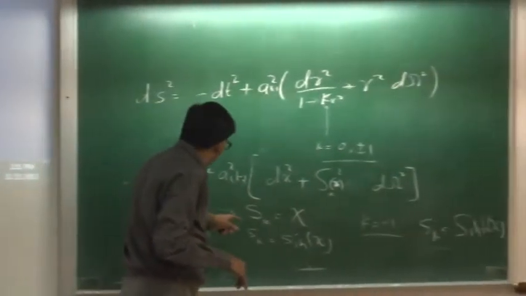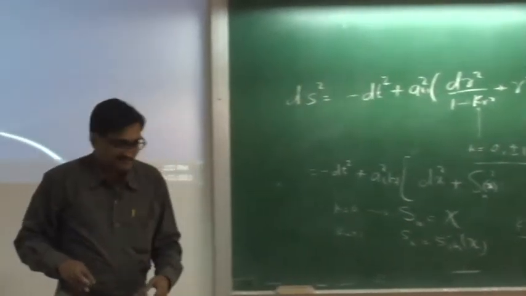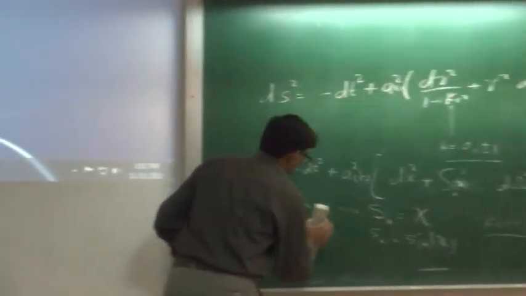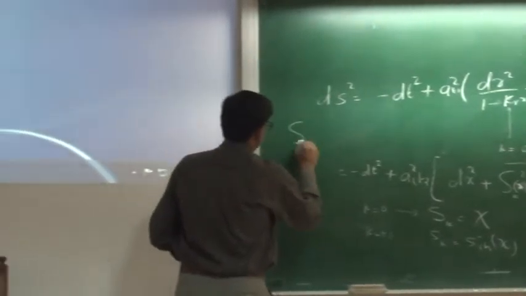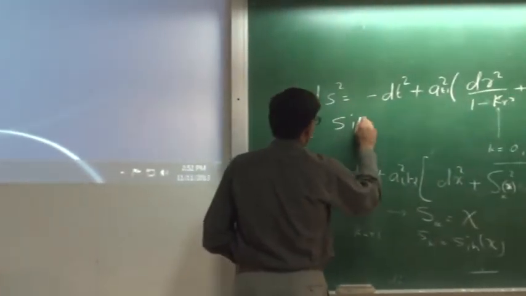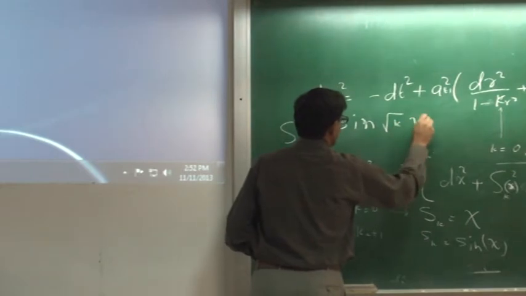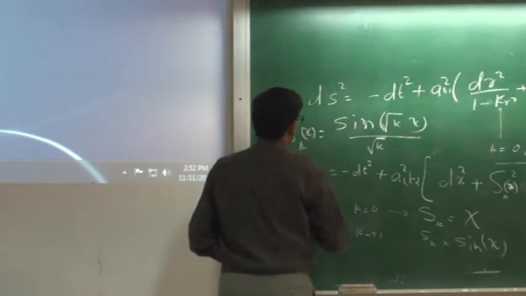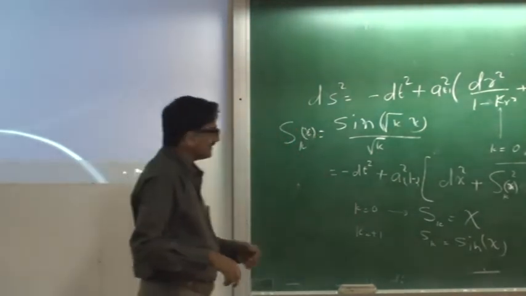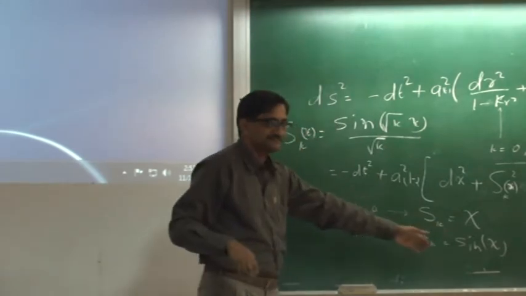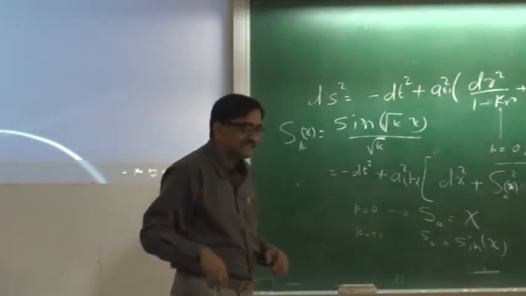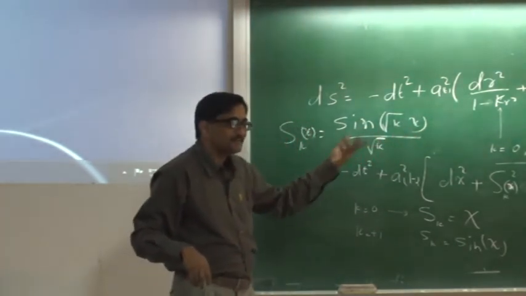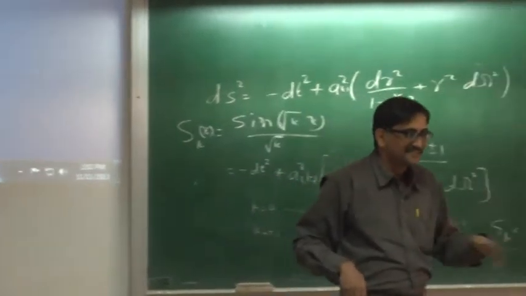There is a way I usually like to write this S_k, which of course makes mathematicians very unhappy with me. You can say that S of k can be written as sine of square root of k chi by square root of k. I will also tell you why mathematicians will be unhappy. If k equal to 1, it's simply sine chi. If k equal to -1, we find sine hyperbolic chi. The problem is what you do with k equal to 0.